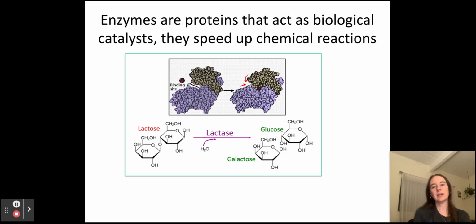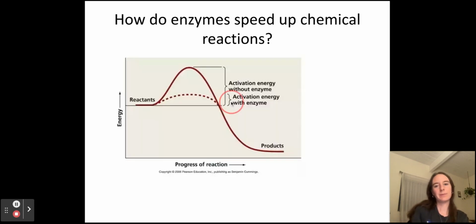Now, in order to do this, you actually need an enzyme. So an enzyme looks like this up here, and you'll take your lactose molecule. The lactose molecule will enter this part of the enzyme called the binding site. The enzyme will close around it, the chemical reaction will happen, and then it will open up again, and now you have your products. So your reactants come in, your products come out.